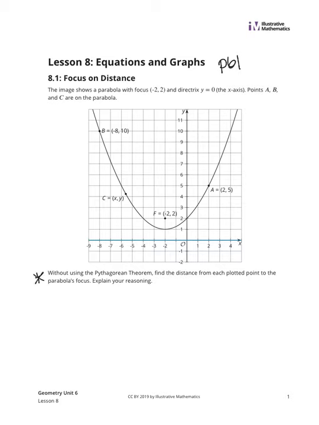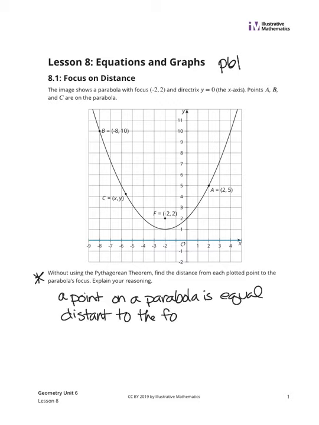So let's see the question that they're asking us. It says, without using the Pythagorean theorem or the distance formula, find the distance from each point to the parabola's focus. So remember, the big takeaway from lesson 7 was that a point on a parabola is equidistant to the focus and the directrix.